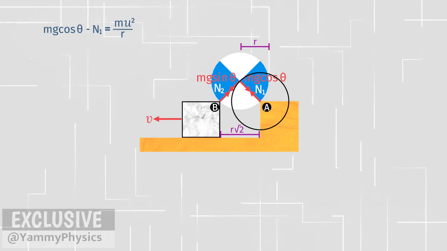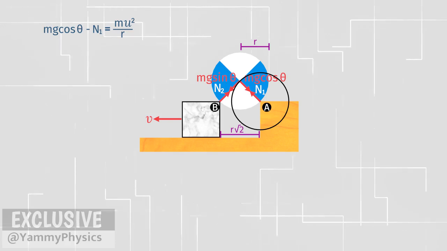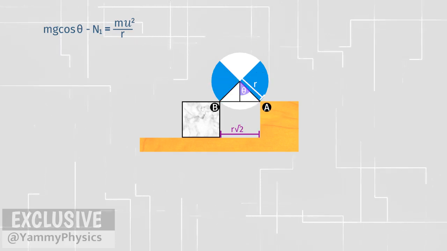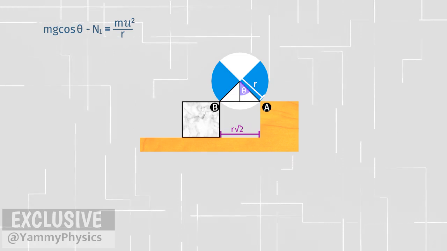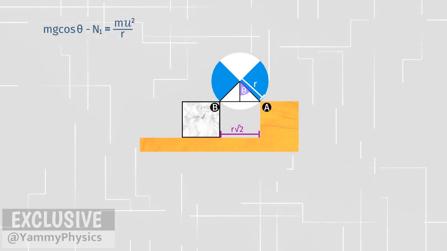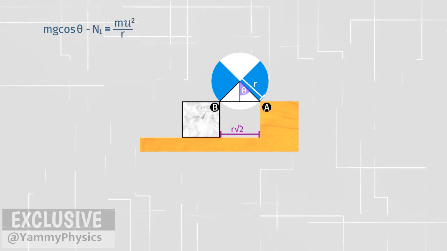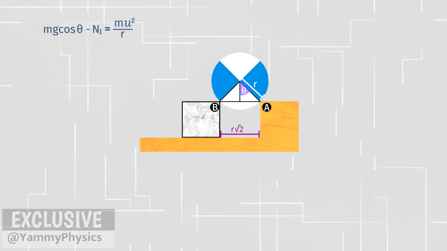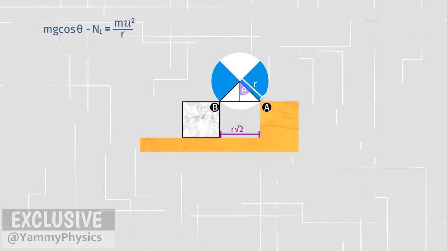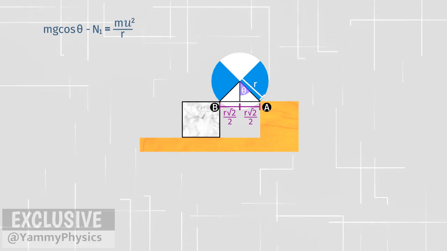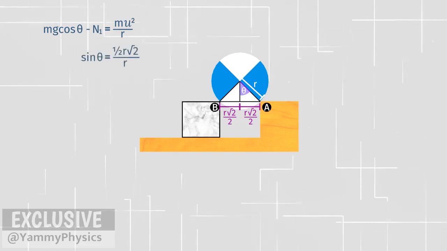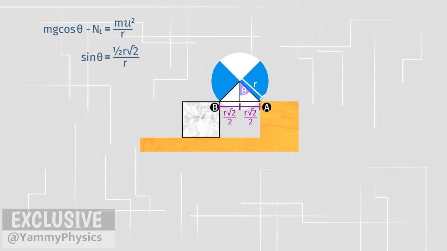What about N2? For this we need to be a little careful. Geometrically, the center point of the cylinder must be in the middle of the distance between the wall and the block, because the block and the wall have the same height. This is true, isn't it? Thus, this length is half r root 2. The sine of theta is equal to half r root 2 over r.